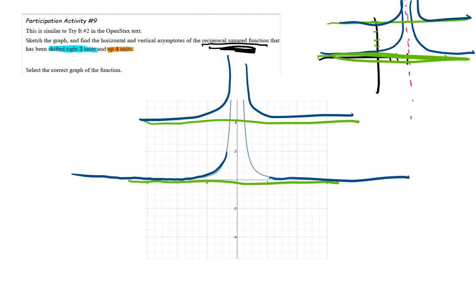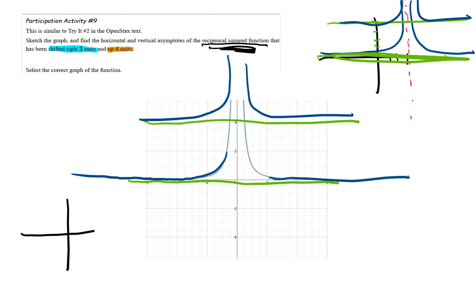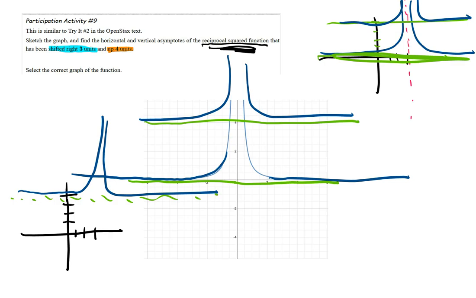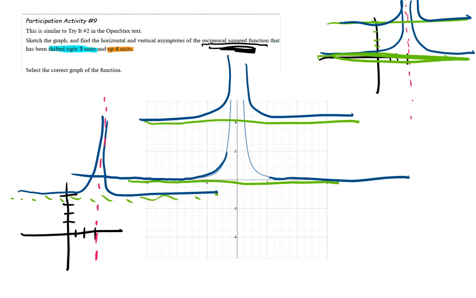Okay, so my final graph should move 1, 2, 3 to the right and up 1, 2, 3, 4. So it should run along here and then turn and then come down and turn there. Pretend like I did a good job with my drawing. Here's my horizontal asymptote. And here's my vertical asymptote.